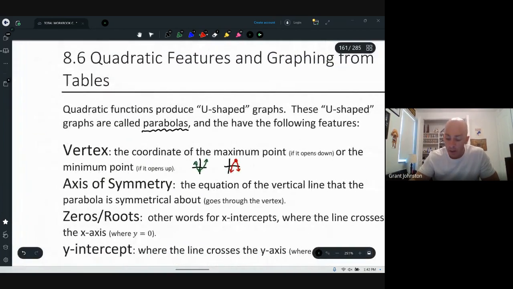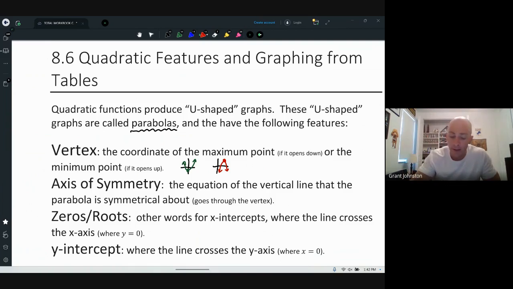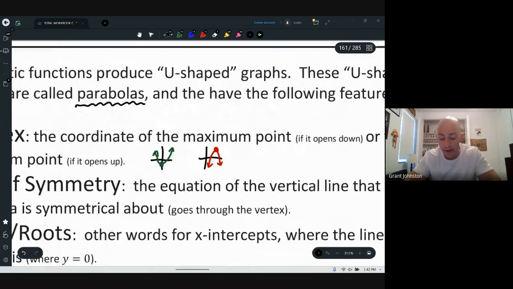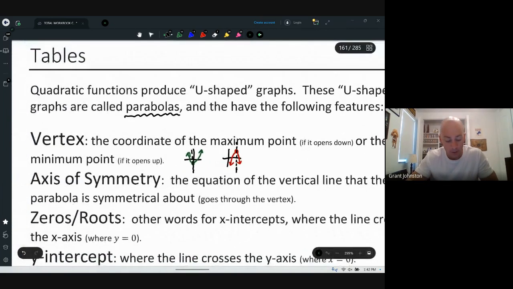Axis of symmetry, it's the equation of the vertical line that the parabola is symmetrical about. So on this red one I did, the axis of symmetry would split it in half here. It'd be where it would be symmetrical about that. And then on the green graph, it'd be right down the middle of it there.